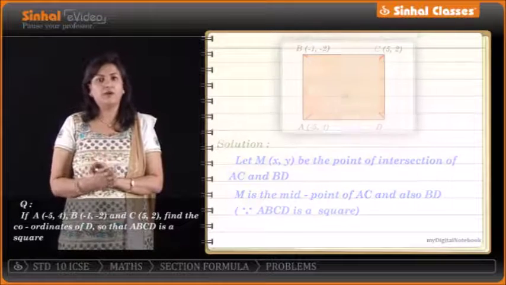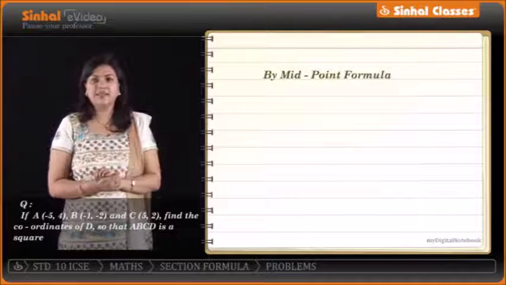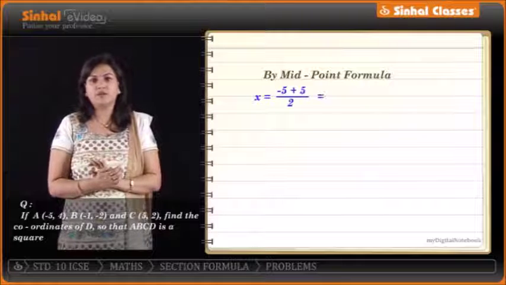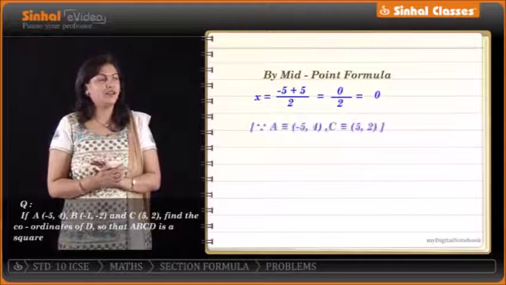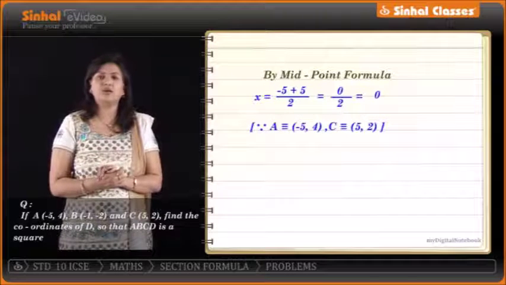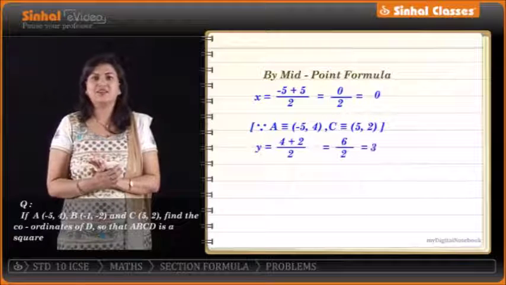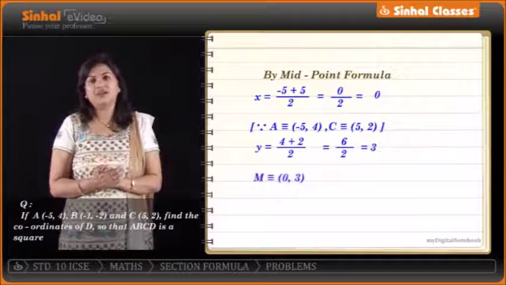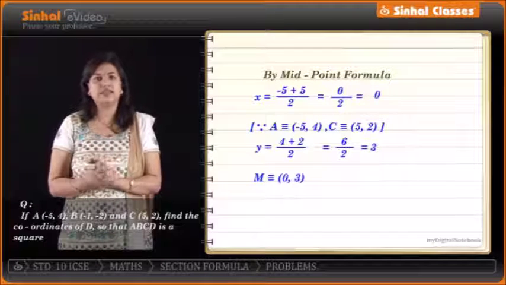So by midpoint formula we have x is equal to minus 5 plus 5 upon 2, that is 0 upon 2, which is obviously 0. Now the y coordinate will be 4 plus 2 upon 2, that is 6 upon 2, which is nothing but 3. So M has coordinates 0, 3. Now we want to find the coordinates of the point D.